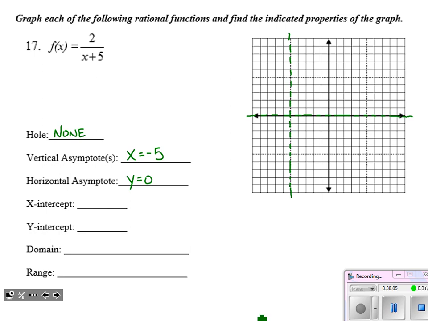Our x-intercept, what would make the numerator equal to 0? Well, there's no x value that would do that. So there is no x-intercept. And that makes sense because we have an asymptote there. That's very likely. The y-intercept, if I plug in a 0 for x, I'm left with simply 2/(0 + 5). That's 2/5. So the point (0, 2/5) is that y-intercept.